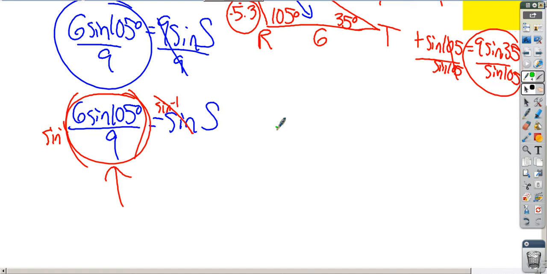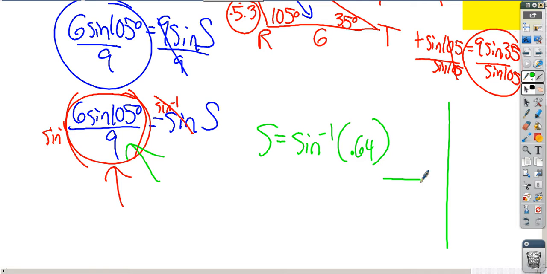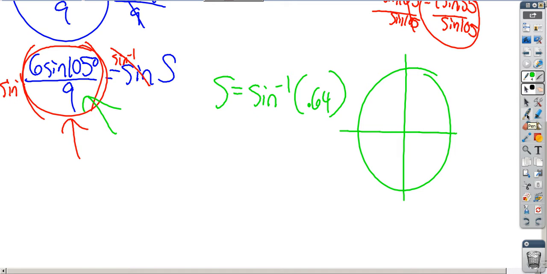So S is equal to the inverse sine of this number right here, which we just said was 0.64. What does inverse sine mean? Inverse sine means what angle has a sine of 0.64. So let's draw this circle like we did in the prior section, 12.3. And in that section we said that the sine is equal to the y coordinate. So if this were a circle that had a radius of 1, let's say this coordinate right here is 0, 1. This coordinate is 1, 0. This is negative 1, 0. And this right here is 0, negative 1.